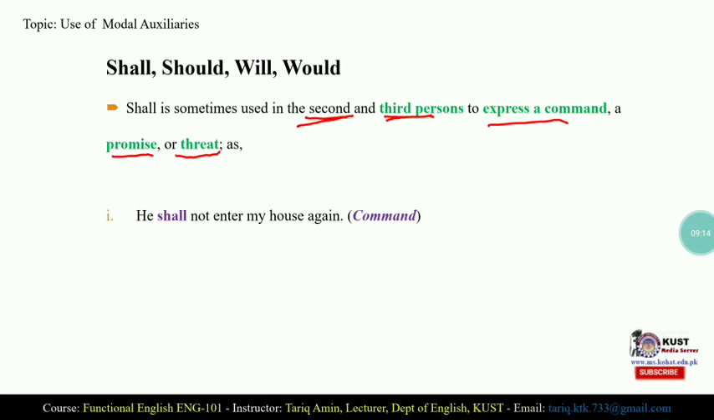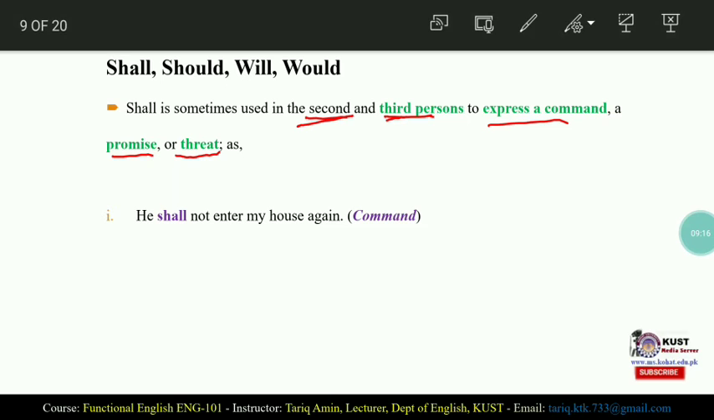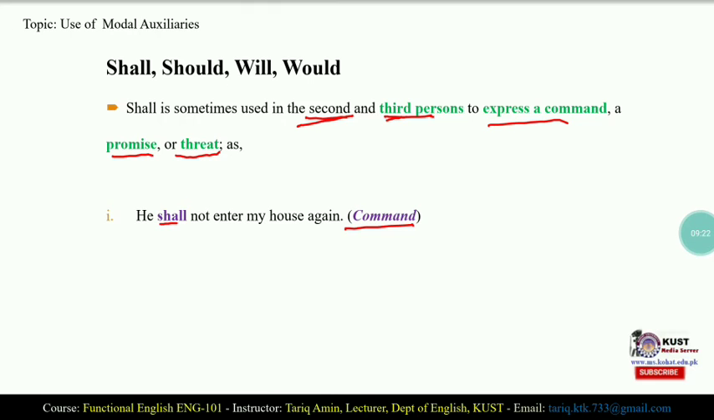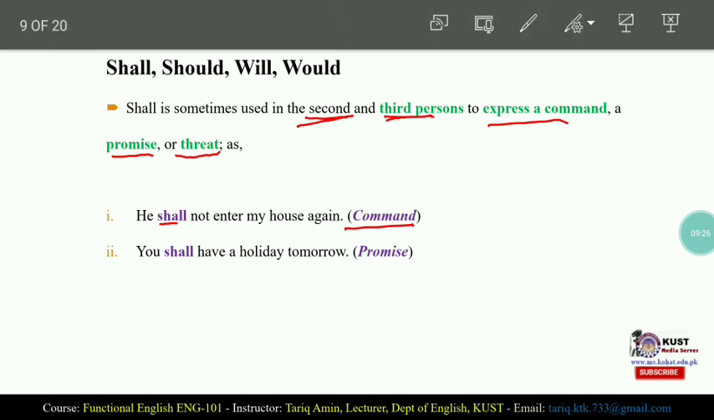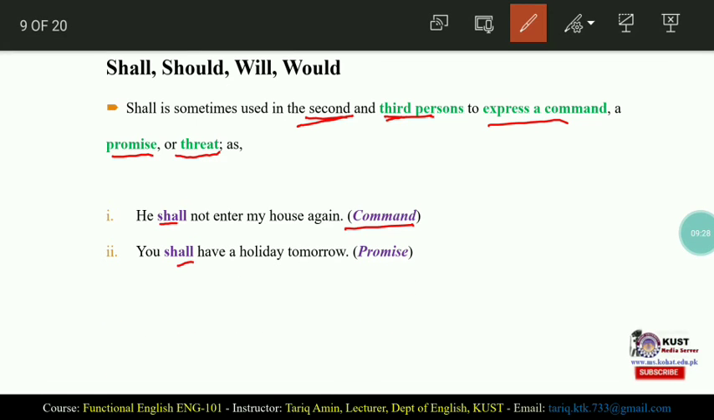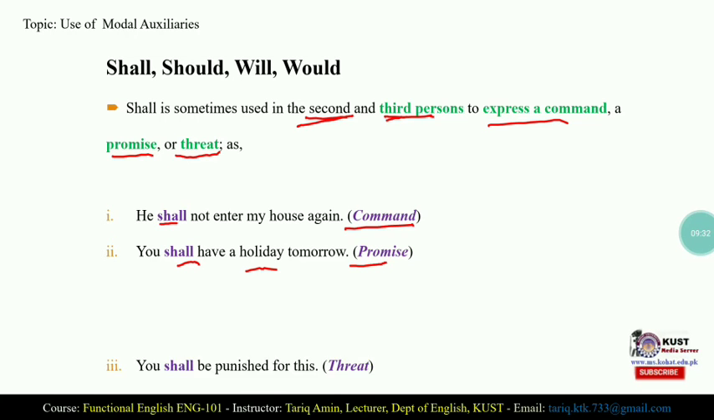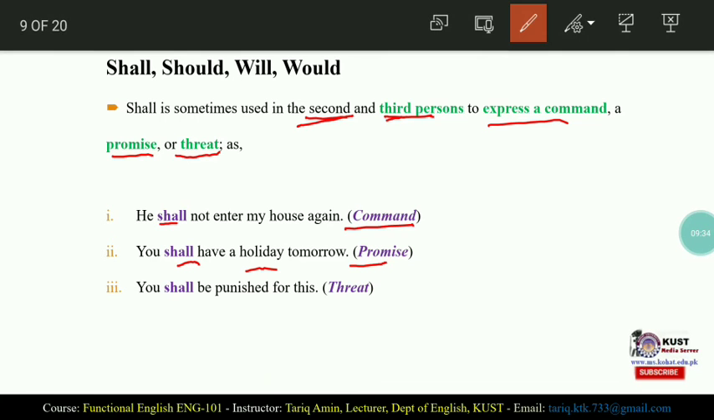For example, he shall not enter my house again. It expresses command. You shall have a holiday tomorrow. It expresses promise. And you shall be punished for this. It expresses threat. So shall can be used sometimes in the second person and sometimes in the third person in order to express a command.